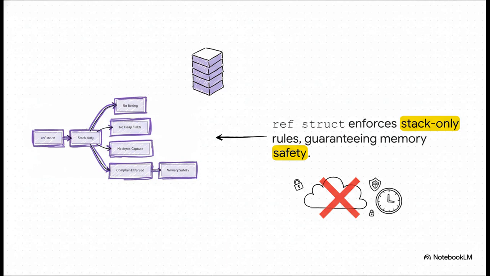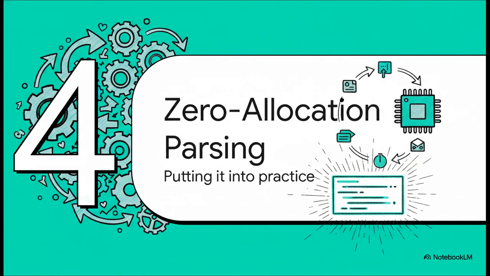Well, it's all thanks to that ref struct keyword. This is a special instruction to the compiler that enforces some very strict rules. It basically says this thing must live on the stack, period. You can't put it on the heap, you can't use it in async methods. These rules guarantee a span can never outlive the data it's pointing to, which is absolutely critical for preventing bugs and memory corruption.